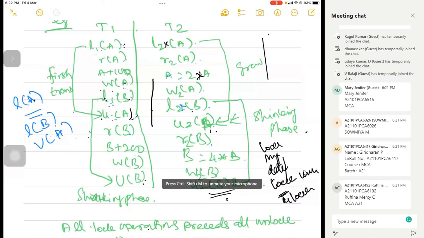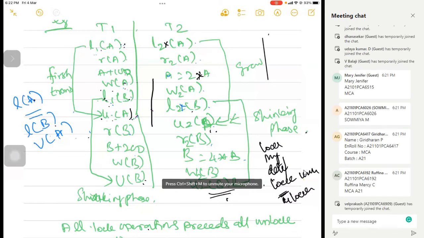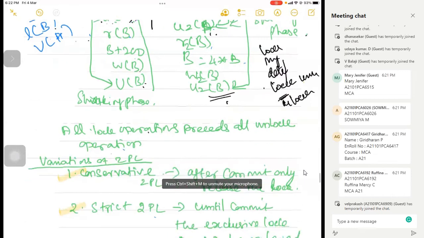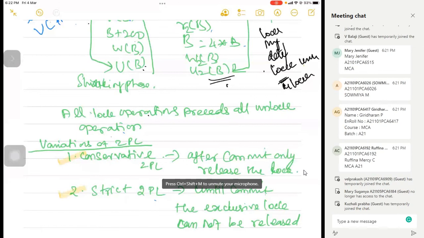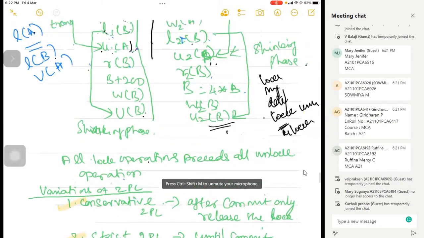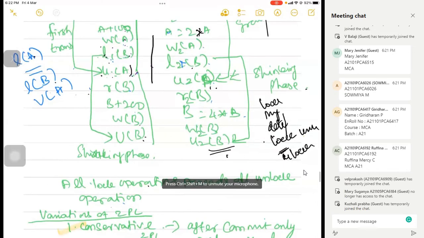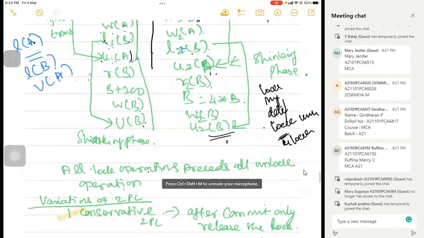இது ஒரு ஆபரேஷன் நடக்குது, இங்க ஒரு ஆபரேஷன் நடக்குது. அவ்வளவுதான். Understood? Okay. Two different operation. Okay. All lock operation precedes all unlock operation. புரியுதுங்களா? இதுதான் அந்த ரூல். இந்த லாக் ஆபரேஷன் வந்து அன்லாக்கு ப்ரெசீட்ஸா இருக்கணும், முன்னாடியே இருக்கணும்.